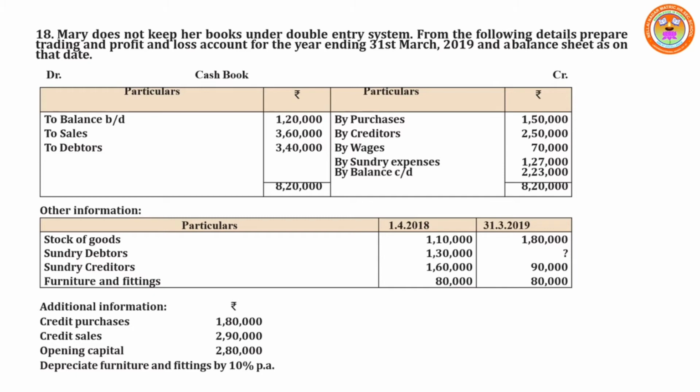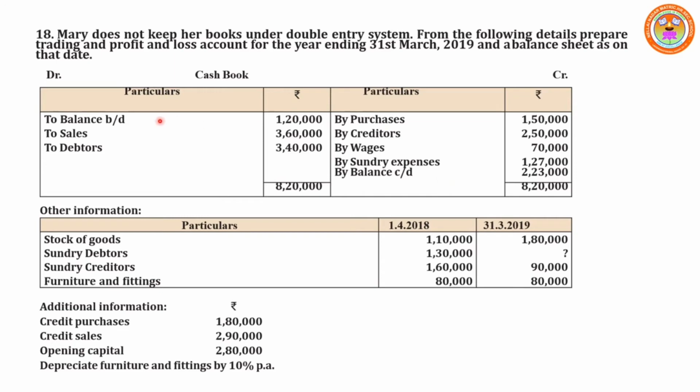Look at the question. It is a little different from the previous one. The previous question gave opening and closing values of assets and liabilities and other information, whereas in this question, a cash book is given. So these details will be used while preparing final accounts.